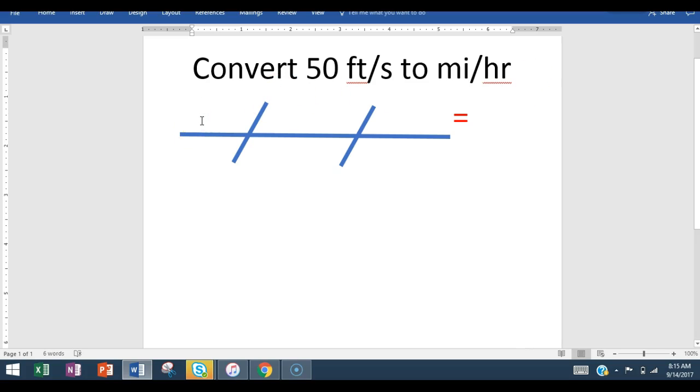So we're going to start off with what we're given, just like any other problem. So we're given 50 feet per second. That's what we're given. So now what I need to do is cancel out feet. So if you look at your American conversions, you know that 1 mile is equal to 5,280 feet. So now feet will cancel out with feet.